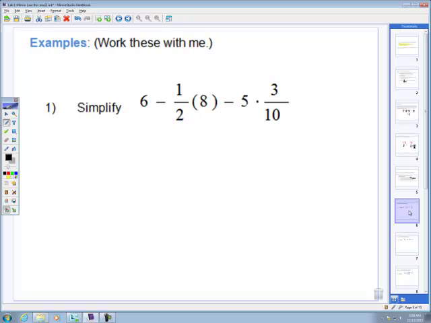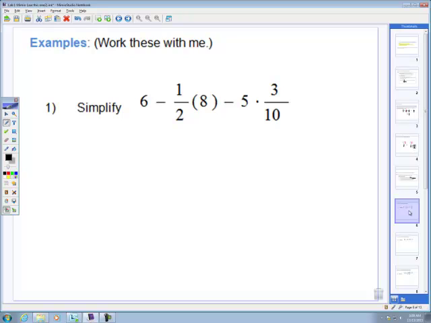Work along with me. Our goal is to simplify 6 minus 1/2 times 8 minus 5 times 3/10. In this problem, notice that there is multiplication and subtraction. So what's the first thing that we need to take care of? Very good. We'll need to take care of the multiplication.